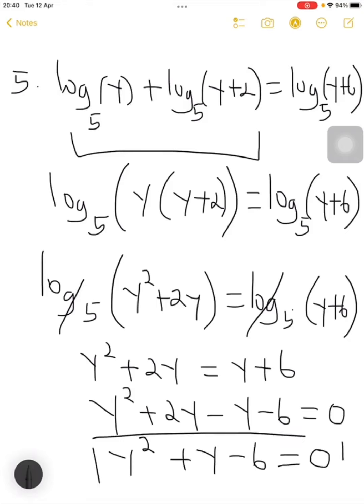We already did solving quadratic equations either by completing the square method or even the quadratic formula, and I'm going to leave the link to those videos so that you can watch on how to solve quadratic equations. And here we are going to use the factorization method. For me it's fast and easy. So we have y squared minus y minus 6 is equal to 0.